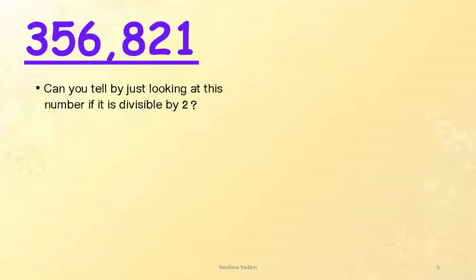3,56,821. Here is a number. 3,56,821. My dear friends, can you tell by just looking at this number if it is divisible by 2? Can you? Just take a chance. By 5. Only looking at this number, can you tell that this number is divisible by 5, or by 10 or by 3 or by 9? Is it possible?